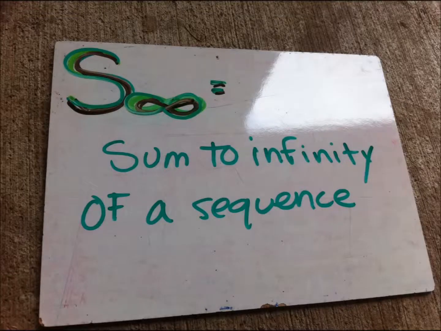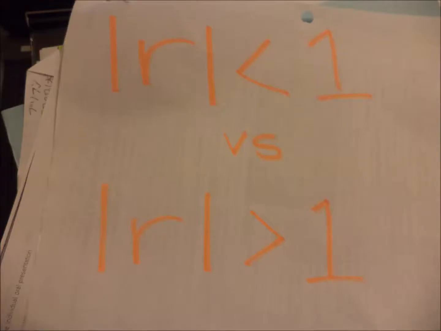This symbol represents the sum to infinity of a sequence. In a geometric sequence, the sum to infinity is equal to U sub 1 divided by 1 minus r. However, the size of the common ratio determines whether the sum converges towards a number or diverges towards infinity.